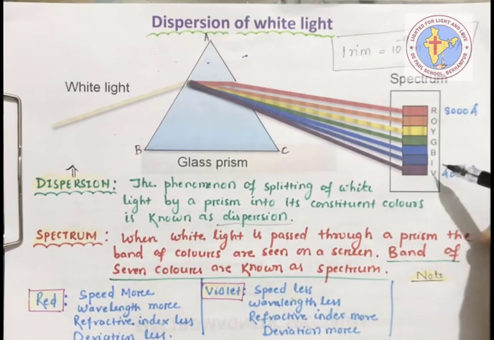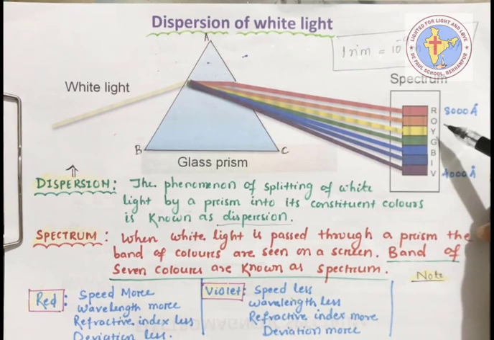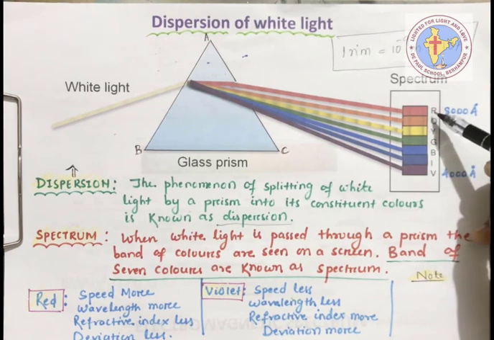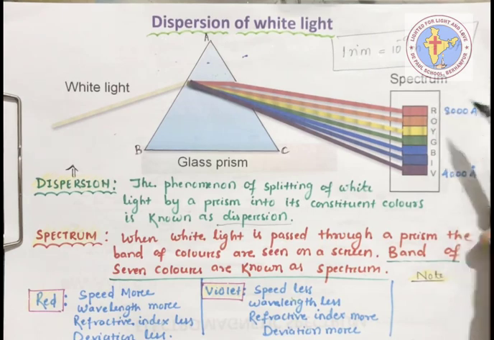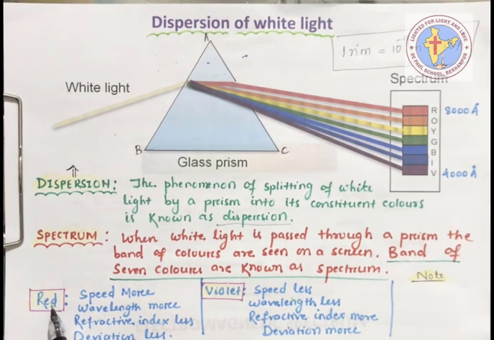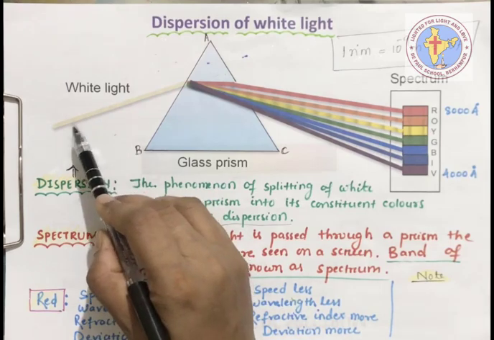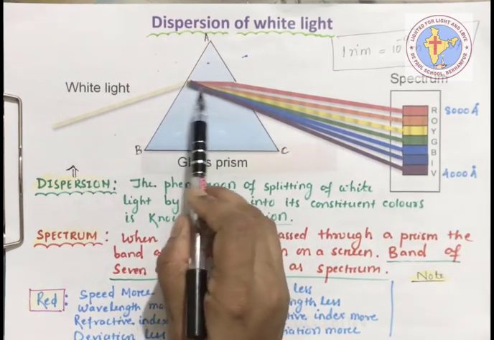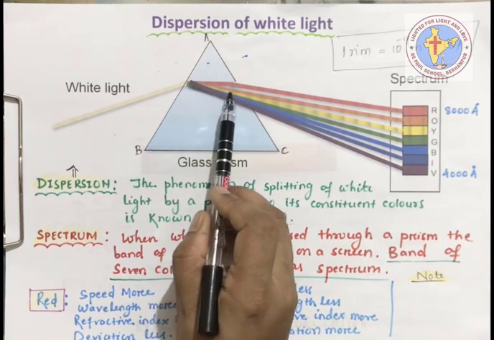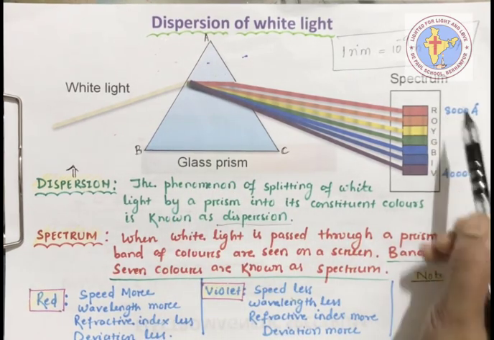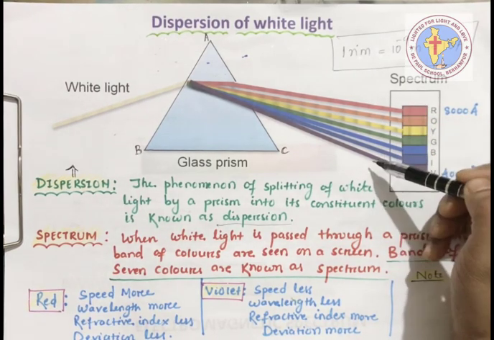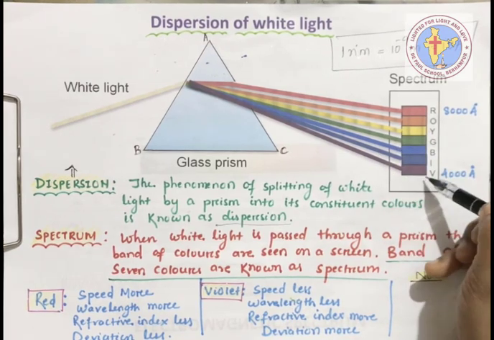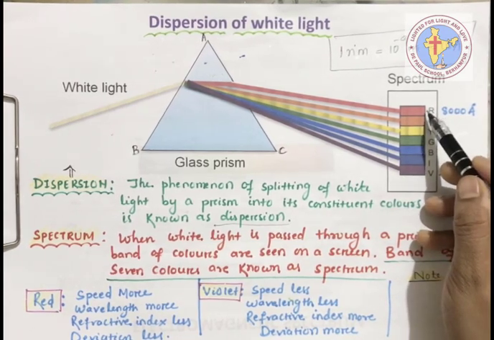Now let us compare the wavelength, the speed, the refractive index and deviation between these two lights, that is violet and red. Between these two colors, see, when a ray of light is passing through the prism, it is splitting into 7 colors. Here you can see the red light and here you can see the violet light. If I ask you which one deviates more, you can say very clearly that violet deviates more and red color deviates least.